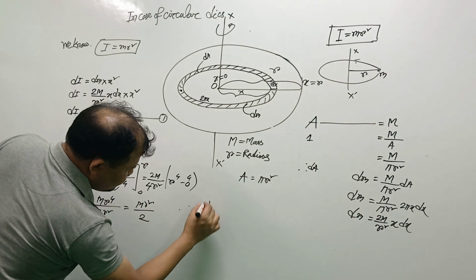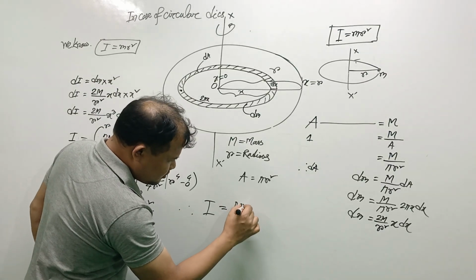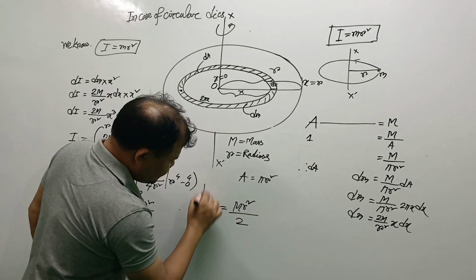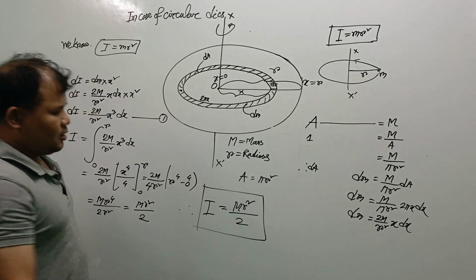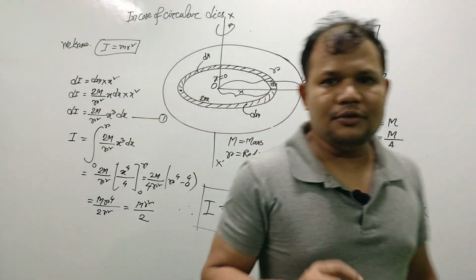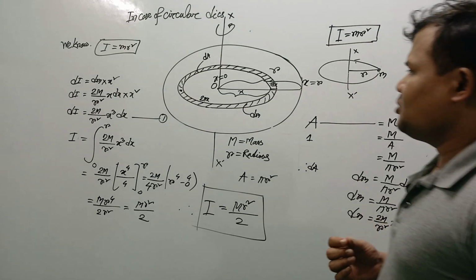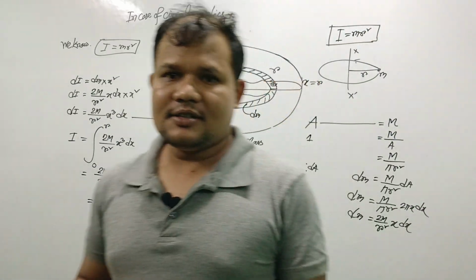So the moment of inertia of this circular disc, about the normal axis, will be m r square divided by 2. My dear students, I think all of you clearly understand. Now we find the moment of inertia in the case of the cylinder.